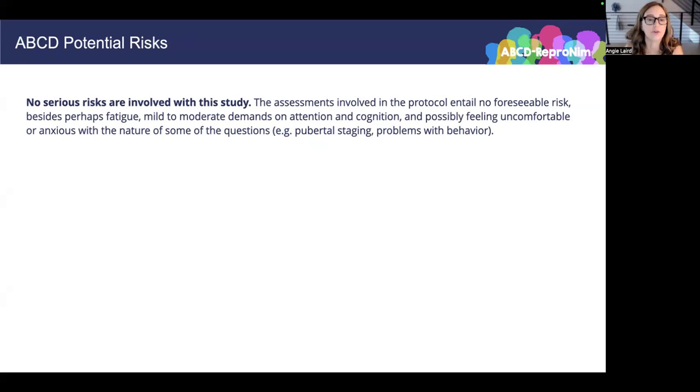In terms of potential risks, there were deemed no serious risks involved with the study. The assessments involved in the protocol entailed no foreseeable risks besides perhaps fatigue, mild to moderate demands on attention and cognition, possibly feeling uncomfortable or anxious with the nature of some of the questions, such as pubertal staging or problems with behavior. But these were not seen as significant risks.